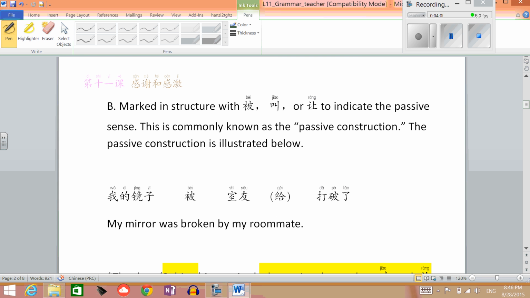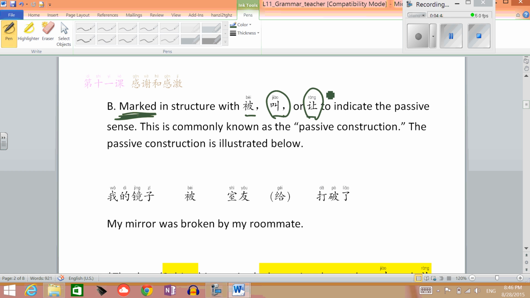So the next thing we're going to talk about is the marked structure with 被, 叫 or 让. 被, 叫, 让, they mean the same thing here. They are just a marker to mark the passive sense. And later on, we're going to talk about these two because they have other meanings unlike 被. 被 only has one meaning. It's just a marker similar to 把 to mark the structure of the sentence. 叫, however, and 让, they have their own meaning. 叫 by itself means to be called or to call, right? 让 means to let, to allow, to give someone permission to do something.